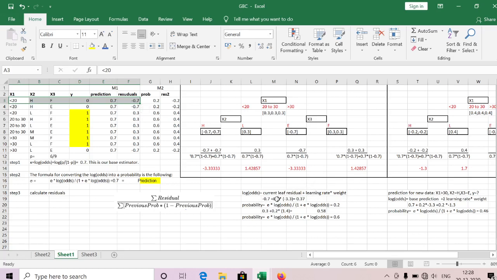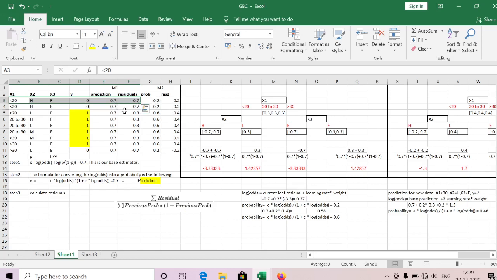The learning rate ranges between 0 and 1, and we can mention any value. I have taken 0.2 as the example here. 0.2 multiplied by the weight of this leaf, minus 0.7. What is my weight? It is minus 3.3. I just mention my weight here, then I will get the log odds. Then we need to convert this log odds into the probability. I am calculating the probability here: e power 0.37 divided by 1 plus e power 0.37, then I got the 0.2 probability.